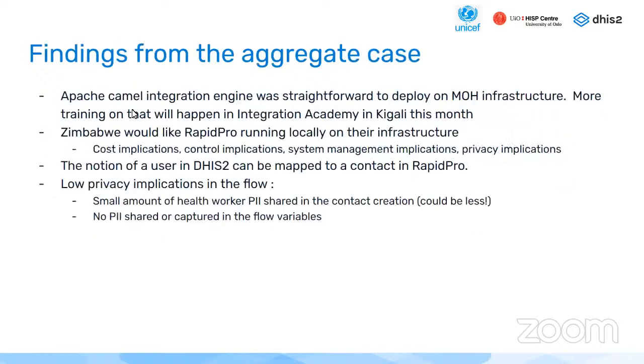What else? The Apache Camel integration engine that we worked on turned out to be very straightforward to deploy on a Ministry of Health infrastructure. That was important. It took a couple of hours to get everything up and running, working together with the Ministry of Health IT technician who's fully familiar with how to do that. And because it's based on a fairly standard process of DHIS2 doing integration routes, we do much more training around that, including, in fact, what will be happening in the Integration Academy in Kigali towards the end of this month.